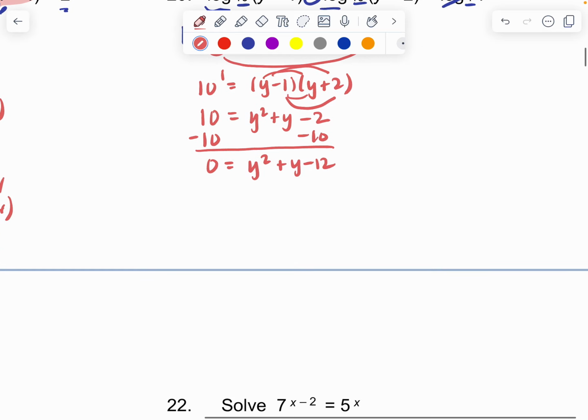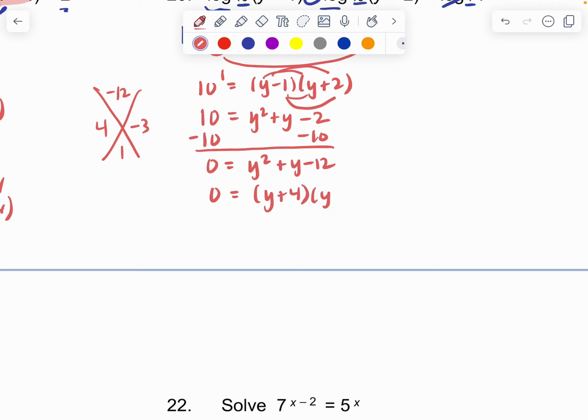And let's go ahead and do a big X on this. So on the top, I'm going to have a negative 12. On the bottom, I'm going to have a positive 1, which is 4 and negative 3. So this is going to give you 0 equals y plus 4 times y minus 3. Setting both factors equal to 0 gives you y equals negative 4 and y equals 3.